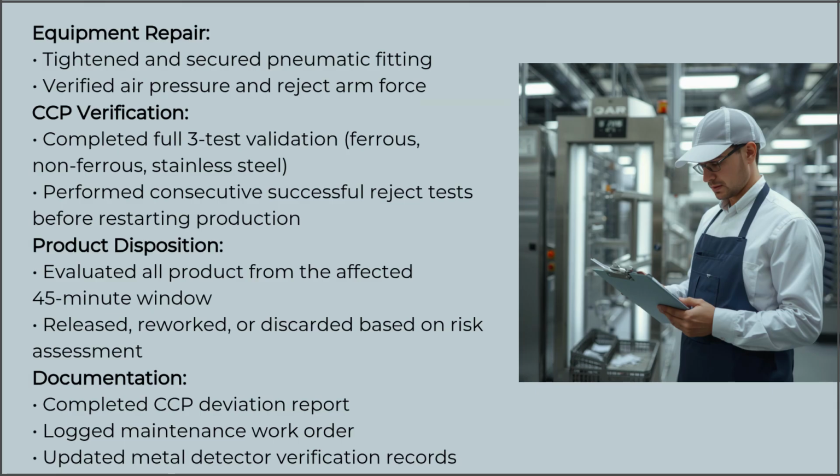Now that we've identified the root cause, let's review the corrective actions taken to restore control of the metal detection HACCP. The pneumatic fitting on the reject mechanism was tightened and secured, and the air pressure was verified to ensure the arm could fully activate. A complete validation was performed using all 3 test pieces, and the detector passed consecutive reject tests before production was allowed to resume. All product from the affected 45-minute window was evaluated and handled according to the risk assessment. Finally, the deviation was fully documented, and a maintenance work order was completed. These corrective actions ensure both immediate safety and long-term system reliability.